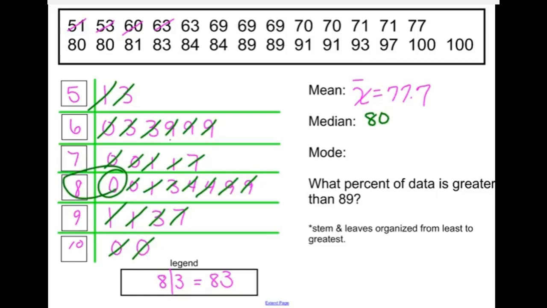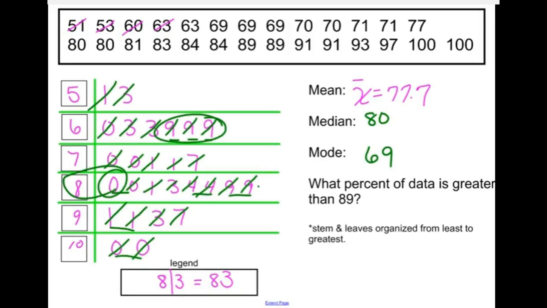Mode, well, which one occurs the most? I'm looking at 69, that occurs 3 times. Any others bigger? 70 occurs twice, and the others twice. Looks like this threesome occurs the most. So the mode occurs at 69.